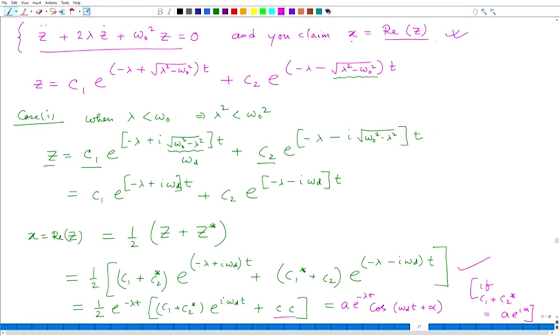This is nothing but C1 star plus C2 e to the minus I omega d t, and then you call C1 plus C2 star as a e to the power minus I alpha. So, what will be C1 star C2? That will simply be a e to the power minus I alpha, and if you do the algebraic manipulation, it will come out like this. Here we used the fact that e to the I theta plus e to the minus I theta is simply 2 cos theta.